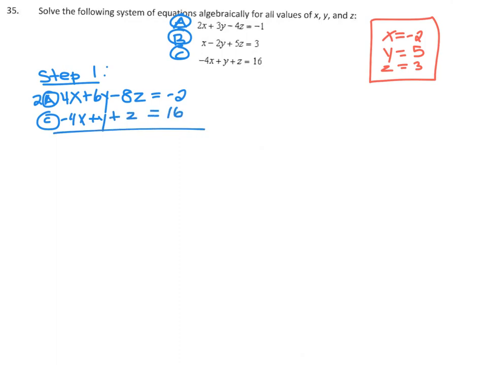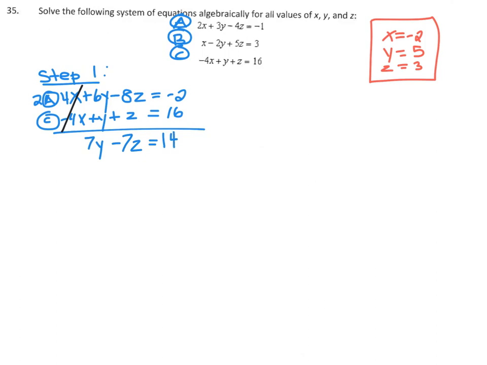Okay, so now let's add these up. So the 4x and the -4x are going to cancel, right? And that's exactly what we wanted to happen. All right, and then when we combine 6y plus y, that's going to give us 7y. -8z plus z is -7z. And then -2 plus 16 is 14.